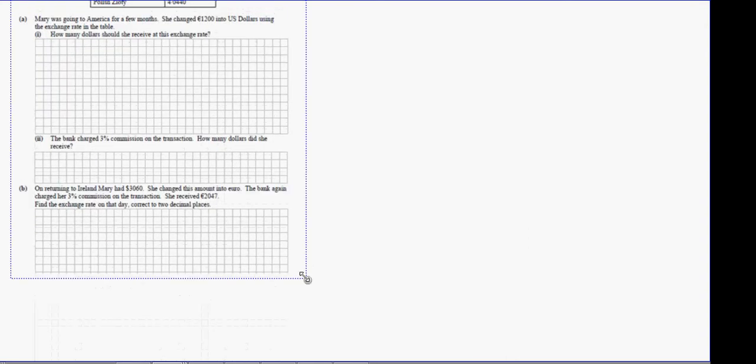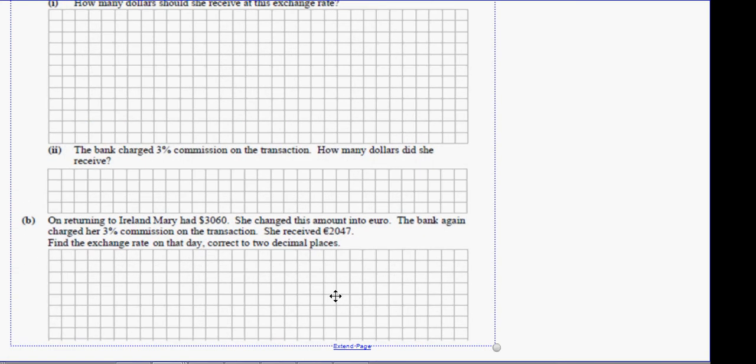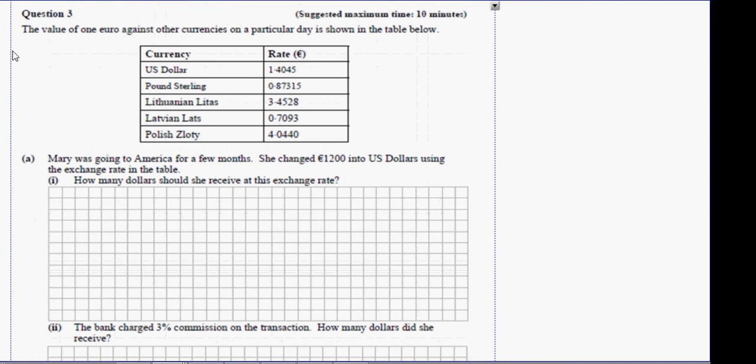Now, we've done this one before. This would have been in your summer test of second year. Okay, let's begin. Mary was going to America for a few months. She changed €1,200 into dollars using the exchange rate in the table. How many dollars did she receive?